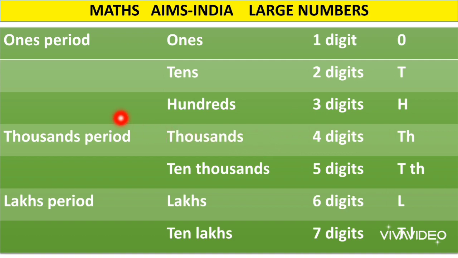You might be wondering what are these periods here? What have I written for ones period, thousands period and lakhs period? Nothing. Periods are nothing but a group of place values. Like these three place values are grouped together as the ones period. Ones, tens and hundreds come under which period? Children, ones period.